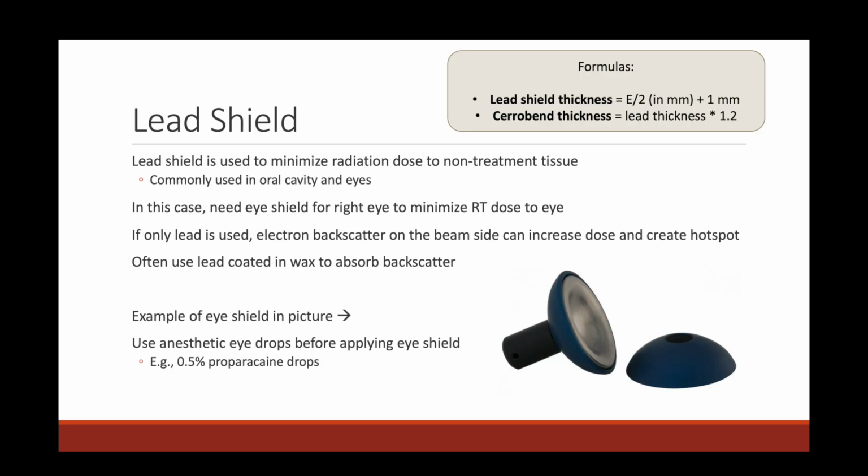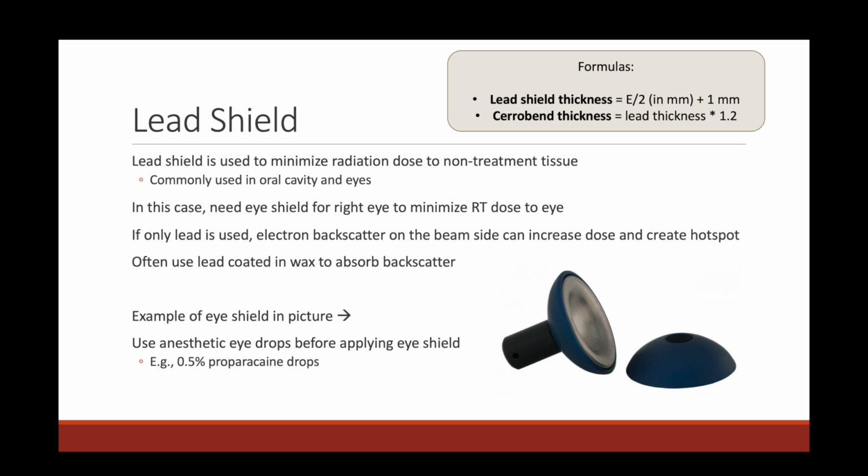Now, for this case, remember, we're treating a tumor that's very close to the right eye. And so we can think about using a lead shield to minimize our radiation dose to the non-treatment tissue. Lead shields are commonly used when we're treating areas on the face. So in this case, we're going to use a lead shield for the eye. If we're treating something along the lip or the cheek, we might use a lead shield inside of the mouth to protect the oral cavity. So in this case, we're going to utilize a right eye shield.